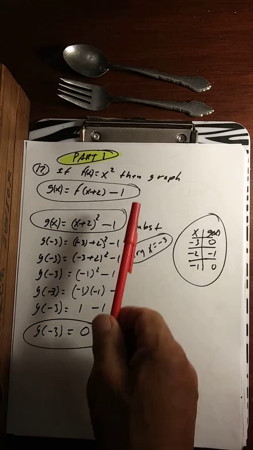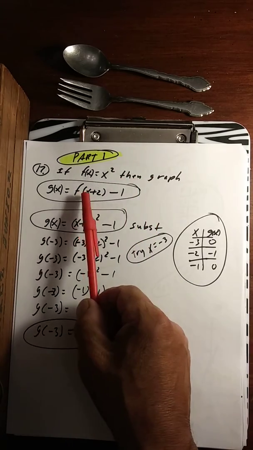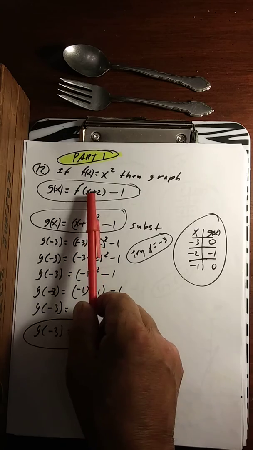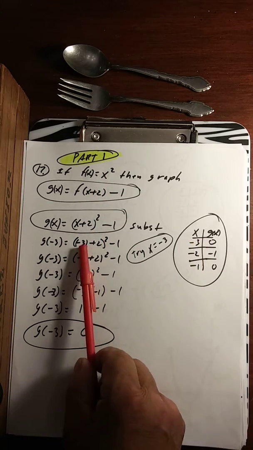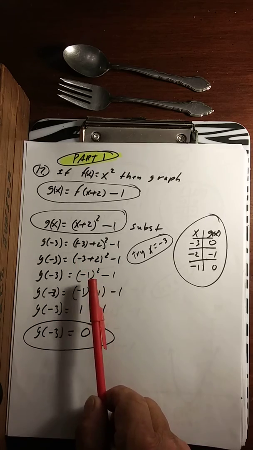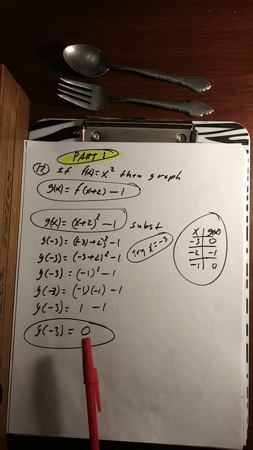If f of x equals x squared, then graph this. So replace it, put it in there. F of x plus 2 means x plus 2 squared minus 1. Put a number in there, negative 3. Negative 3 plus 2 is going to be negative 1. Negative 1 squared is 1, minus 1 is 0.